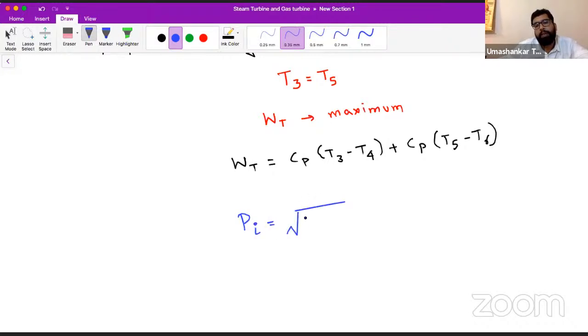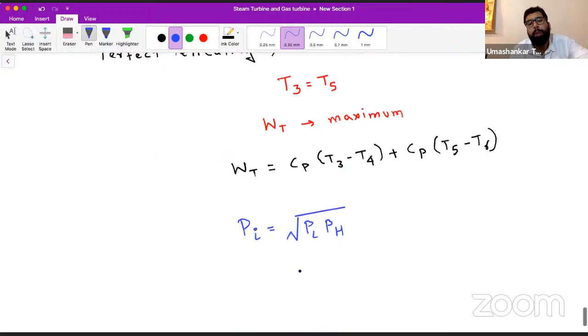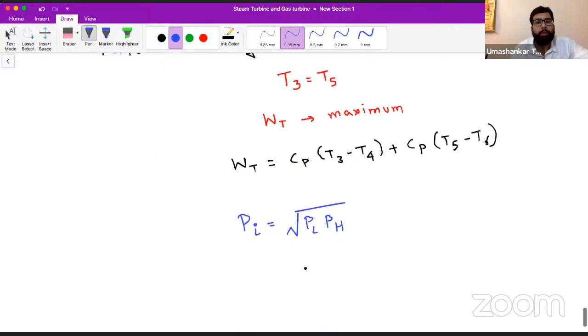That is why I derived and showed you the way to do it with the intercooler cycle. So here again, for perfect reheating, the condition is that your intermediate pressure must be root over PL by PH, as we have seen in the intercooling cycle. Got my point or not?